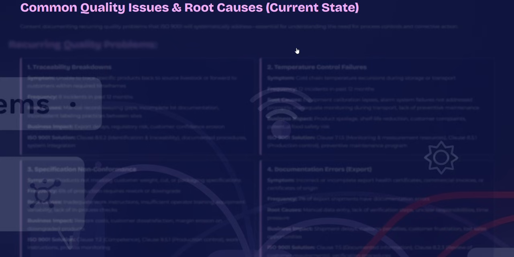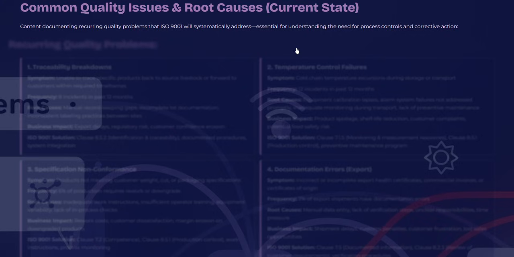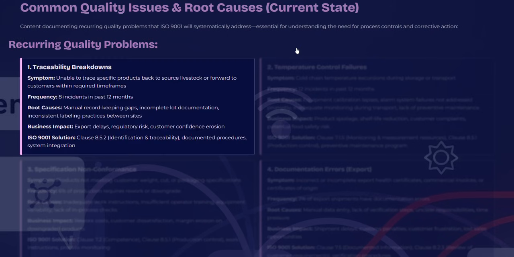Now, common quality issues and root cause analysis for the current status. The content of this slide is documenting recurring quality problems that ISO 9001 will systematically address, essential for understanding the need for process control and corrective actions. Recurring quality problems right now.